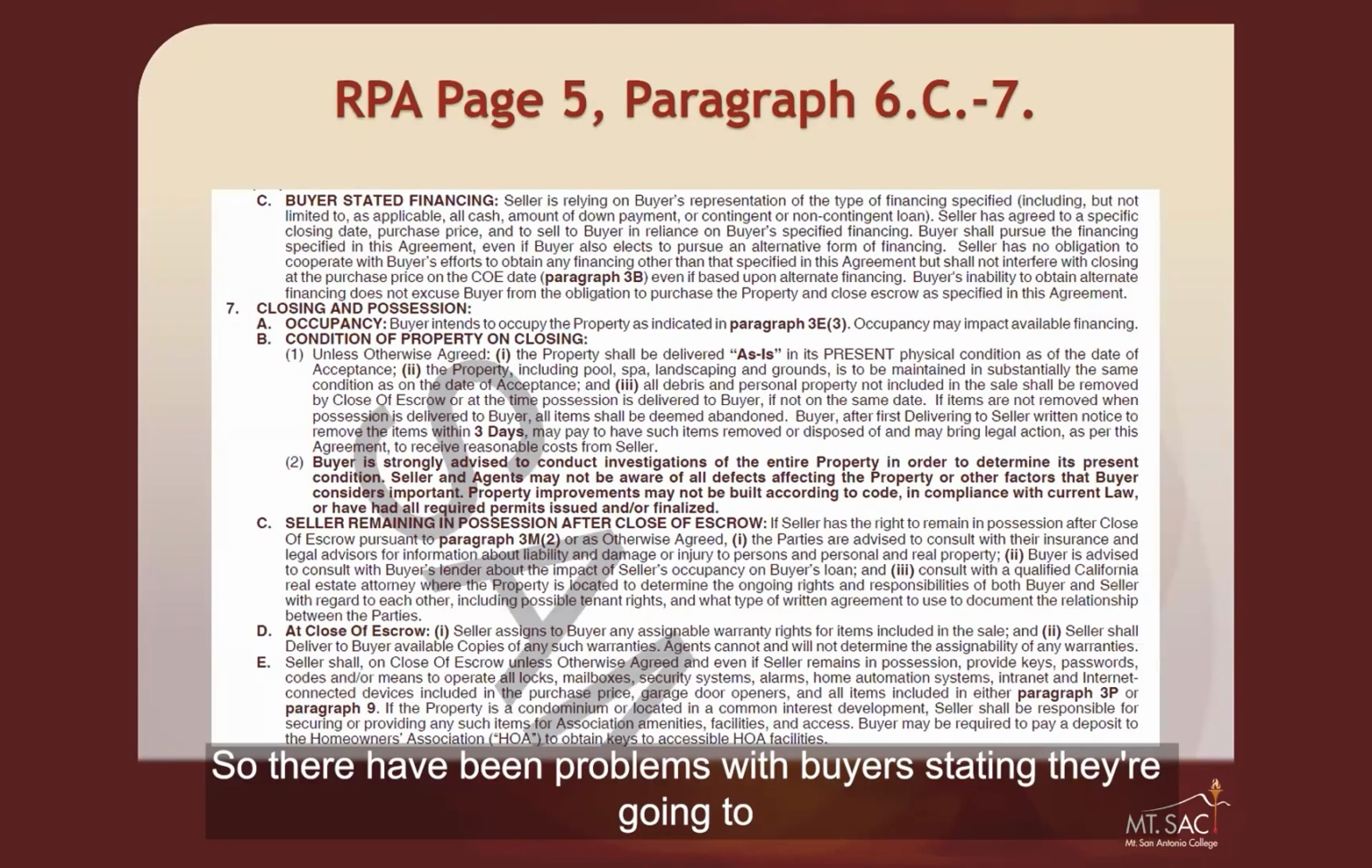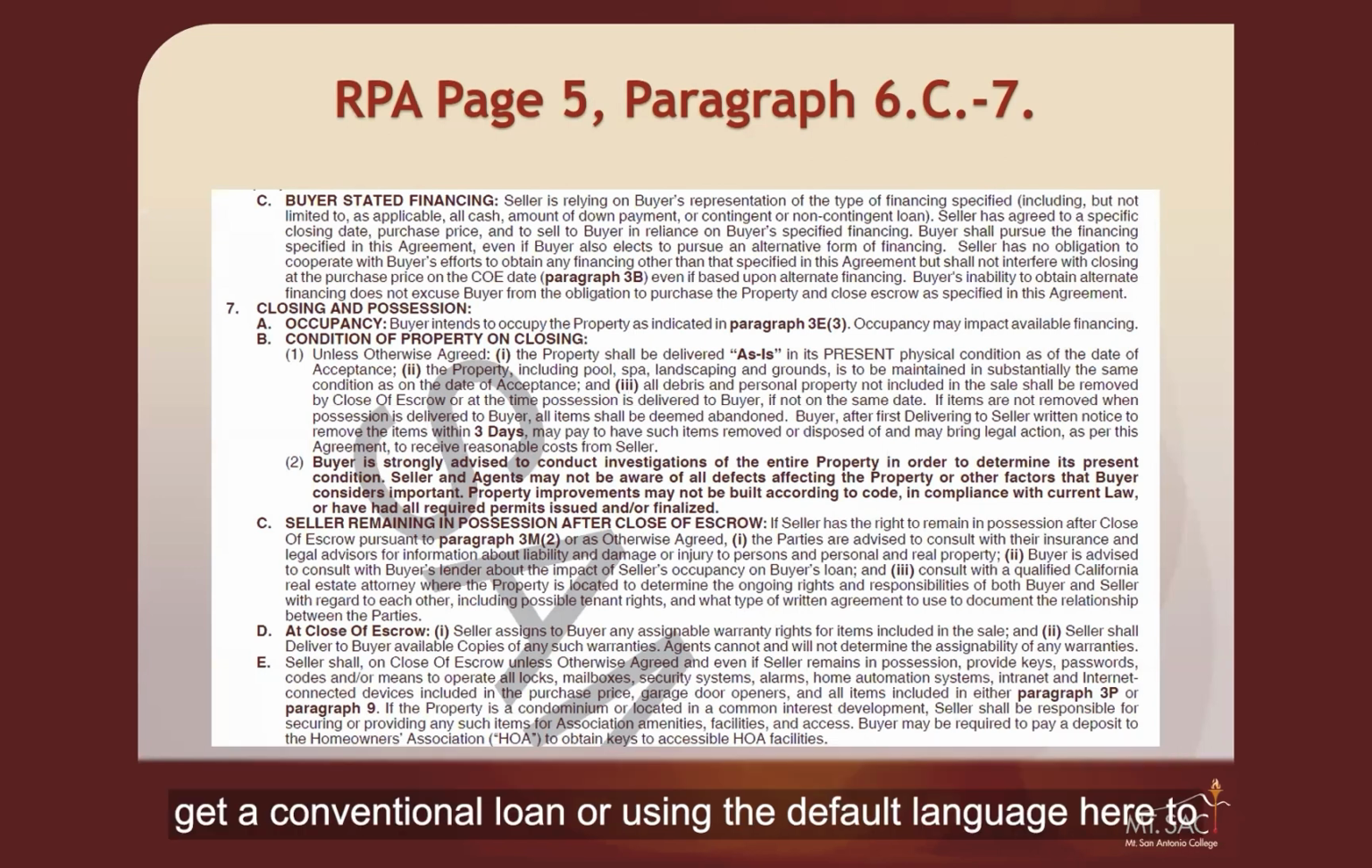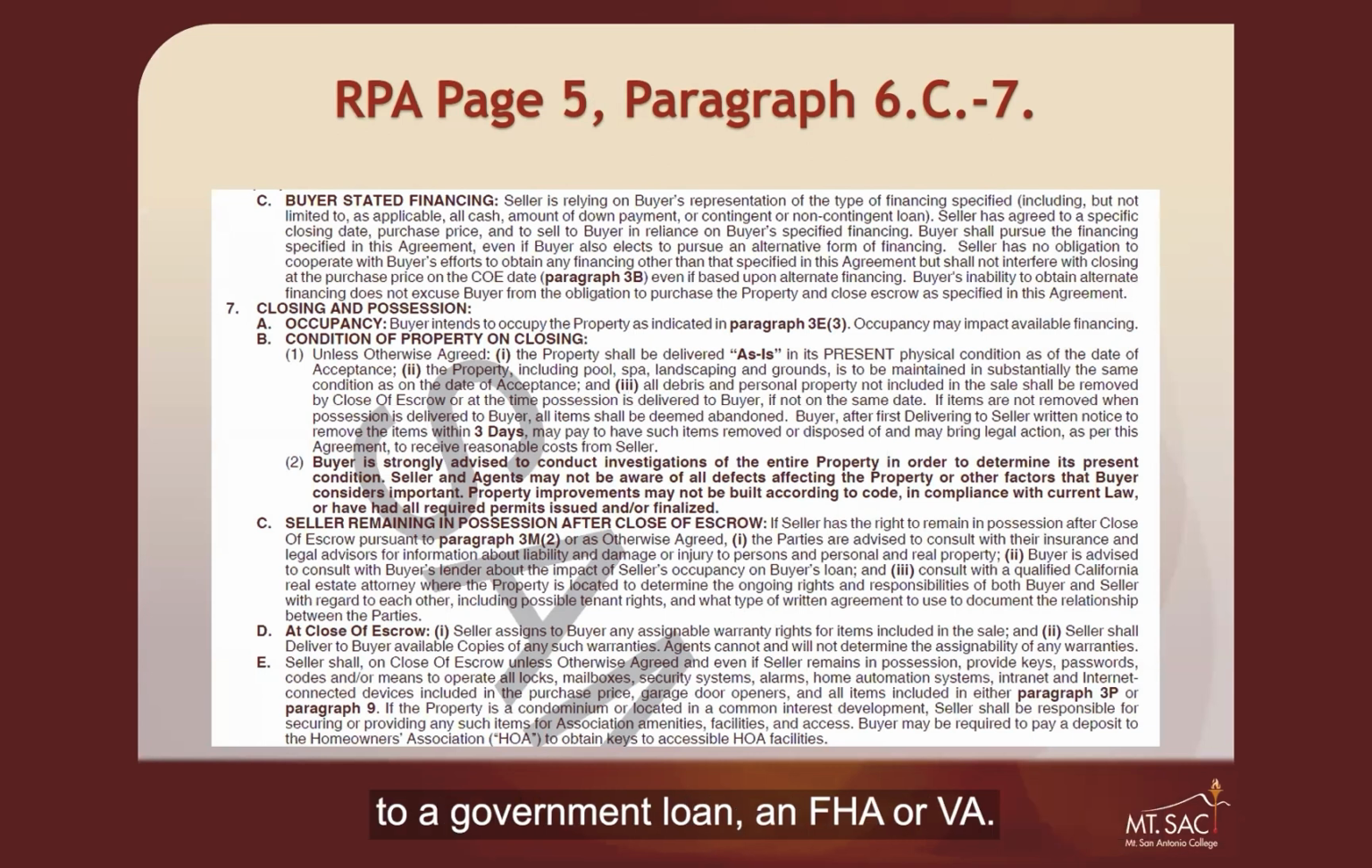So there have been problems with buyers stating they're going to get a conventional loan, or using the default language here to get a conventional loan, and then they try to switch over to a government loan, an FHA or VA. I think that is a material misrepresentation, and that can expose the buyer and the agent to liability. So I don't recommend doing that.